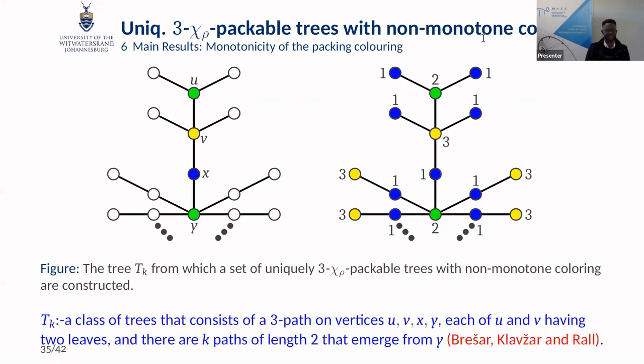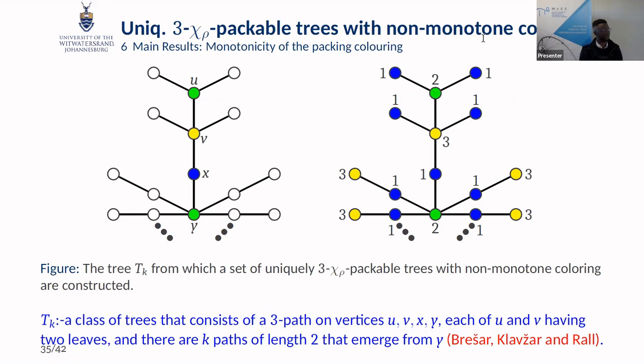How do we do that? So these trees on the left side are the ones that Bresser and co-authors established initially. You can see how they define the tree. They said, let T be a class of trees that consists of a path on vertices U, V, X, and Y, each of U and V having two leaves. When we say leaf, it means that those vertices can only have degree one.